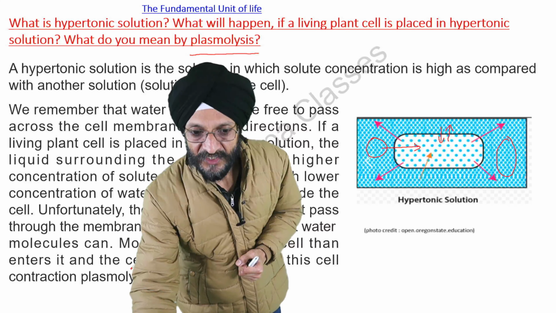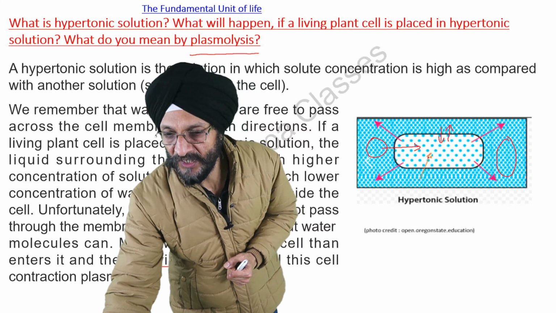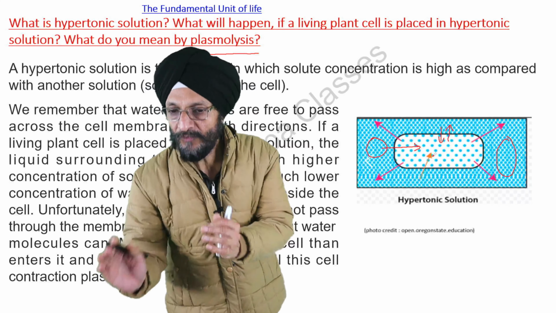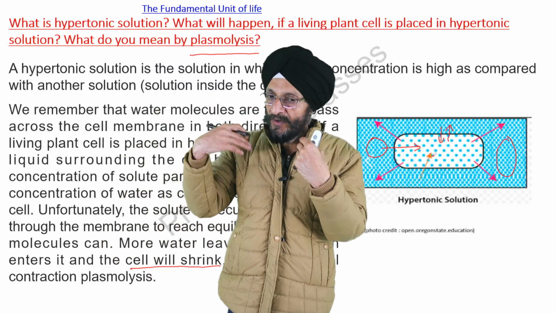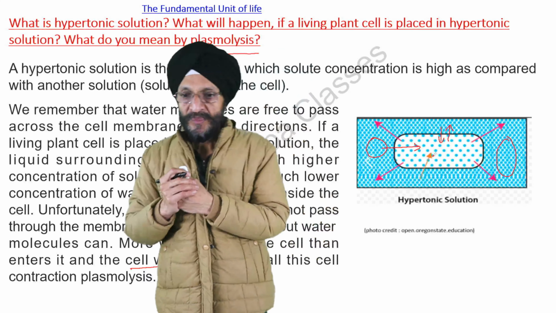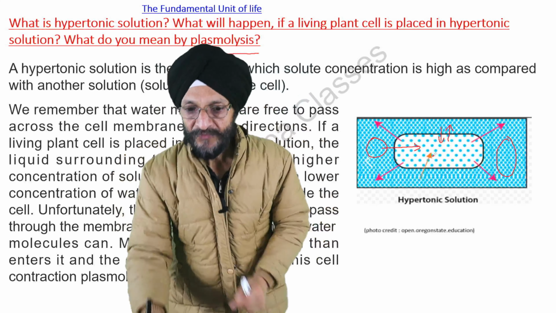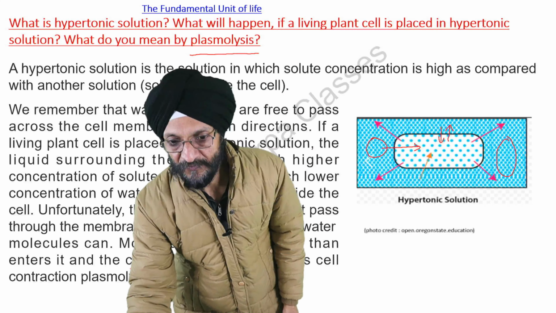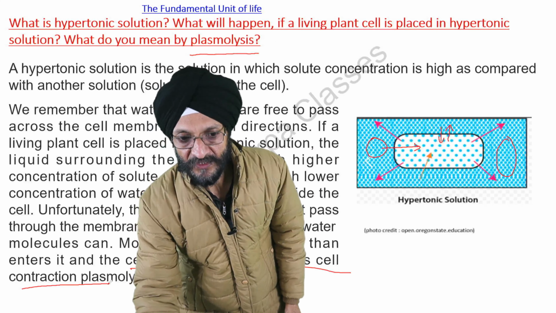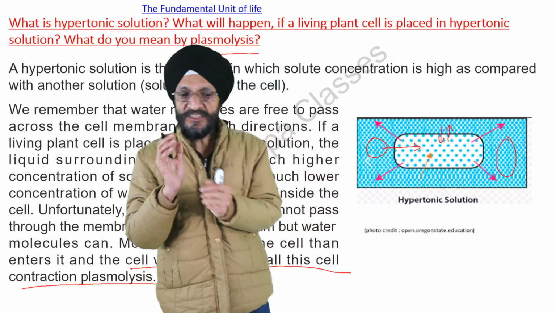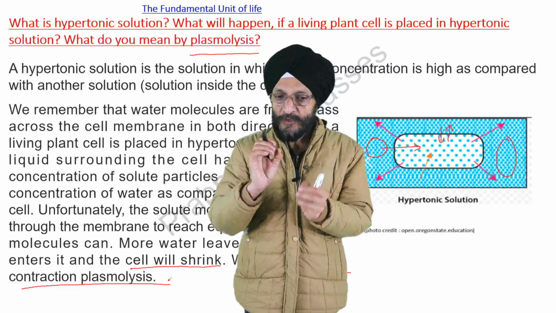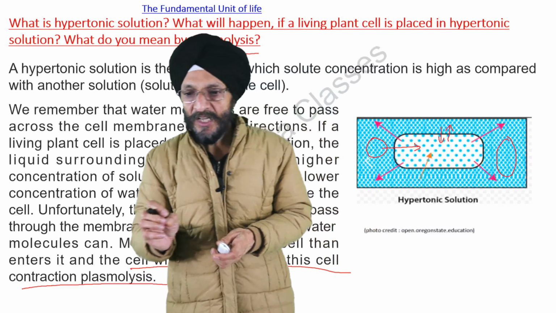The cell will shrink because more water will go out of the cell and only a small amount of water will come inside the cell. The net result is that more water goes out of the cell and the cell will shrink. We call this cell contraction plasmolysis. What is this situation called? This situation of cell contraction is known as plasmolysis.